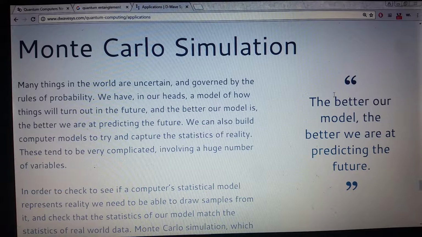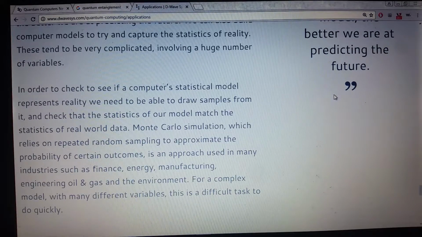Many things in the world are uncertain and governed by the rules of probability. We have in our heads a model of how things will turn out in the future, and the better our model is, the better we are at predicting the future. We can also build computer models to try and capture the statistics of reality. These tend to be very complicated, involving a huge number of variables. In order to check to see if a computer statistical model represents reality, we need to be able to draw samples from it and check that the statistics of our model match the statistics of real-world data.